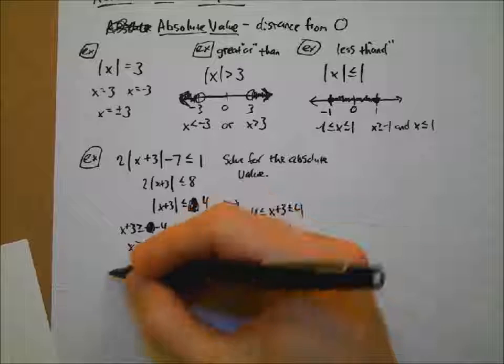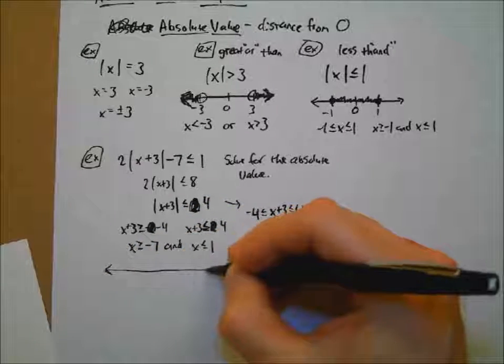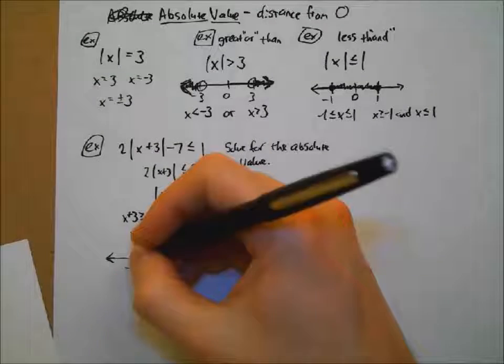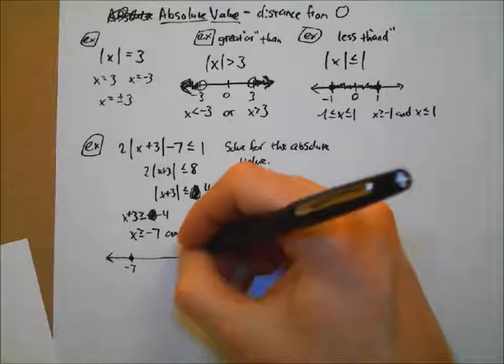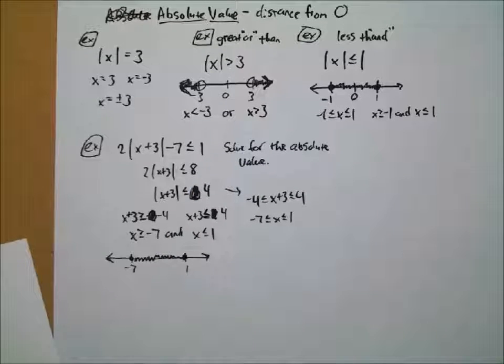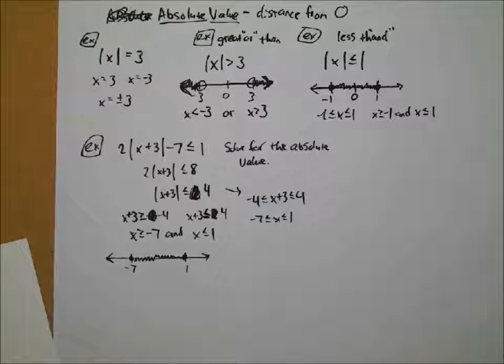And again, if you wanted to graph here, I'm not going to do a very detailed graph. Solid dot because we're equal to, and then shade between.